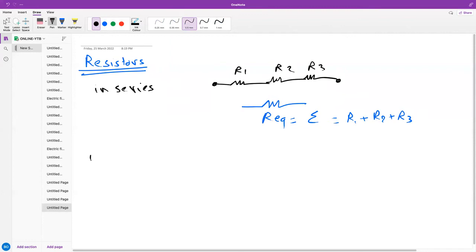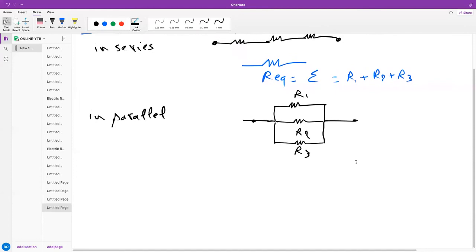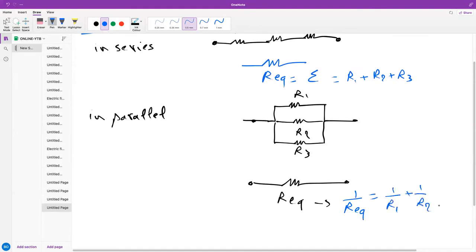And when the resistors are in parallel, for example, if I have R1, R2 and R3, then the equivalent resistor is given by 1 over R equivalent equals 1 over R1 plus 1 over R2 plus 1 over R3. We have already described this before.